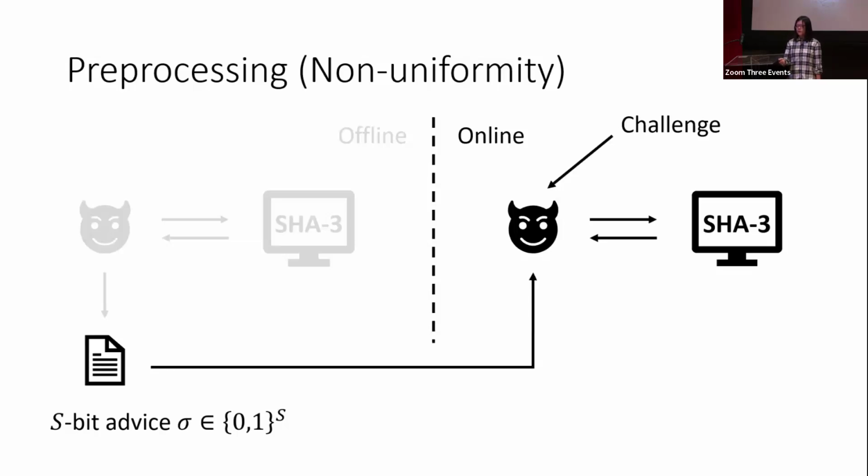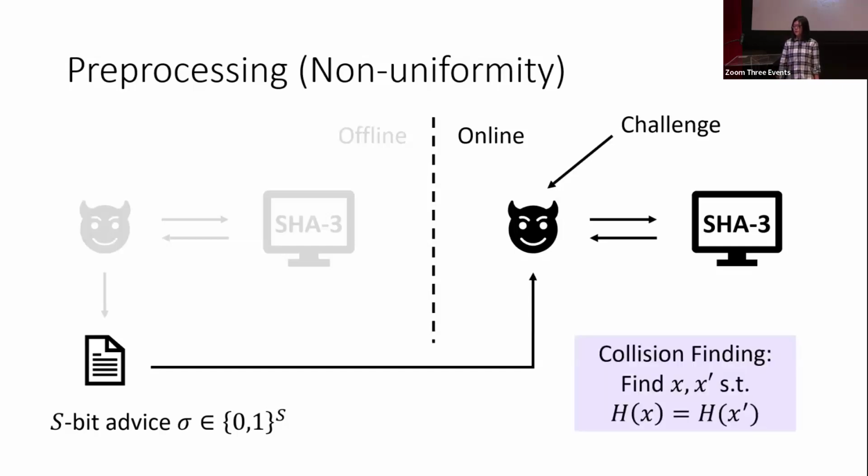In this case, with this offline preprocessing phase, the adversary can sometimes perform much better. One example is collision finding. If the adversary reads through the truth table of SHA-3 and stores a pair of collisions in its advice, it can just output the answer in the online phase and always win with probability 1. So preprocessing collision finding becomes trivial for the adversary. So how can we save some security against this kind of preprocessing adversary?